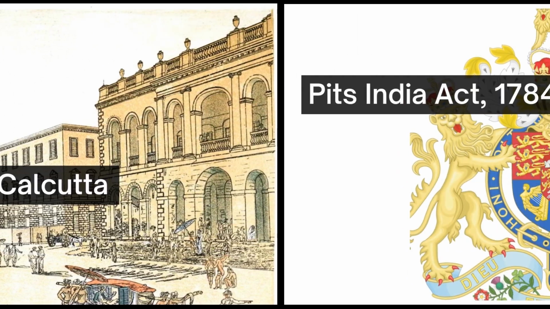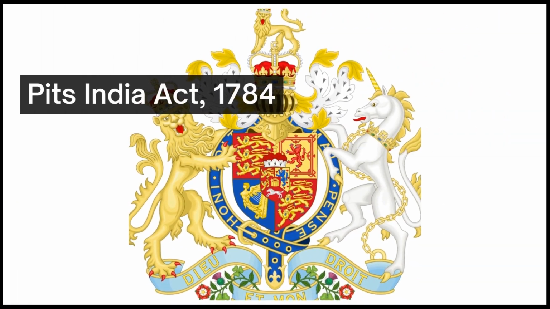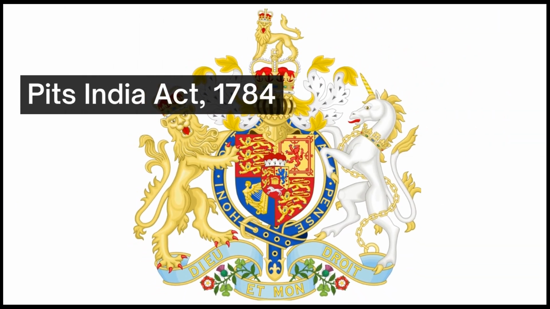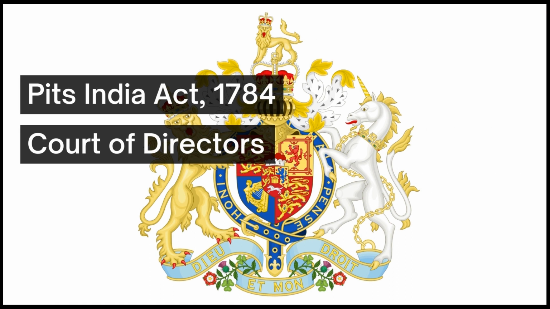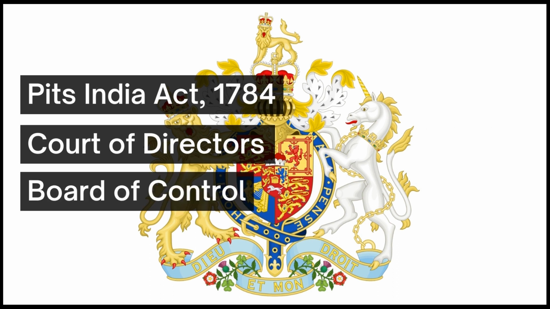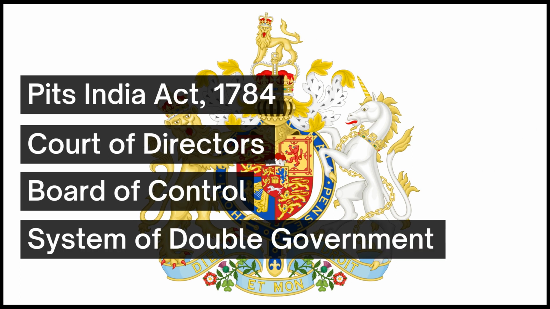Then comes the Pitt's India Act of 1784. It distinguished between the commercial and political functions of the company. It allowed the Court of Directors to manage the commercial affairs, but created a new body called the Board of Control to manage the political affairs. Thus, it established a system of double government.